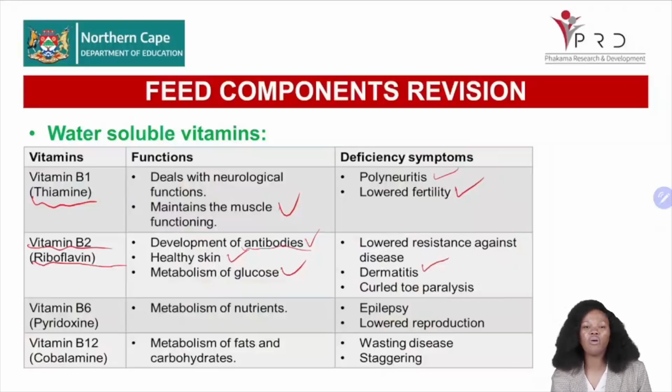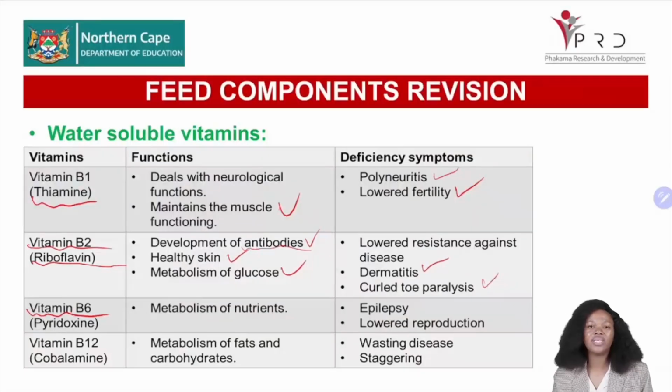The animal will suffer from dermatitis, right? Dermatitis being the skin rash. Another one, there will be curled toe paralysis, right? Curled toe paralysis, especially in chickens, not just any farm animal, but in chickens, there will be toes that are curled. That is curled toe paralysis, right?